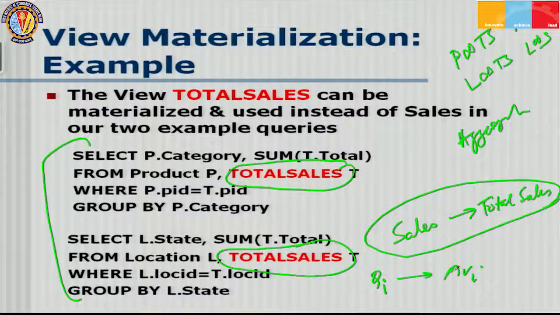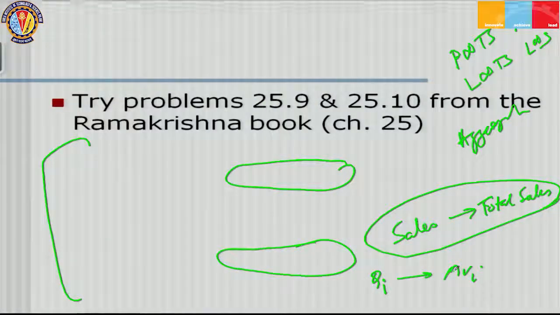I mentioned these two problems from the book, which would help you get some more insight into the problem of materialized views and how they help in actually reducing the computation costs of queries. Right. So with this, I end this section.